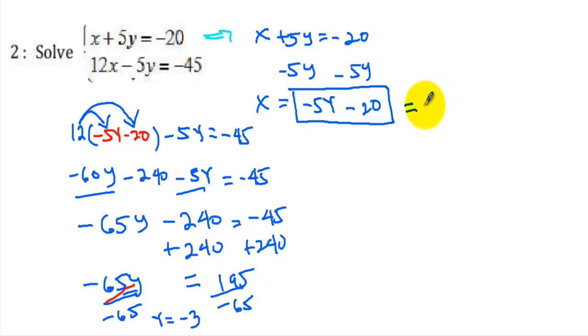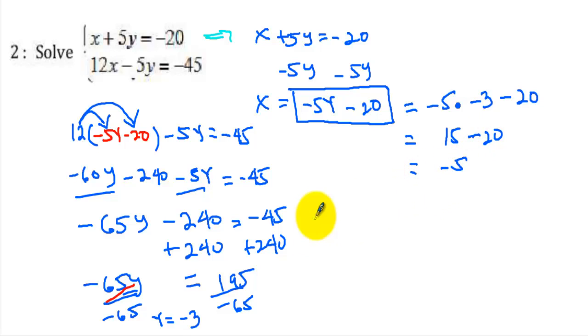So I'll just replace y by -3: x = -5 times -3 minus 20. So -5 times -3 is positive 15 minus 20, and we are going to get -5. So our answer is (-5, -3). I have one point, so this is the point of intersection of these two lines. So we are going to say that we have here one solution.